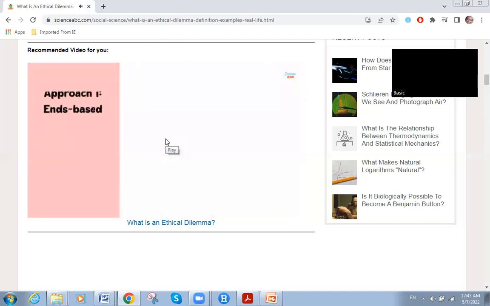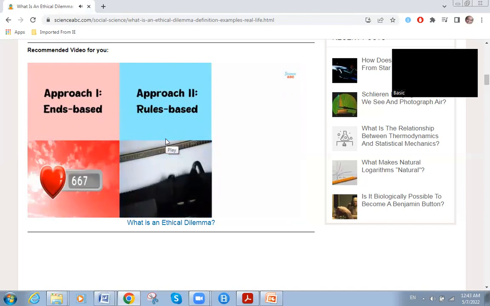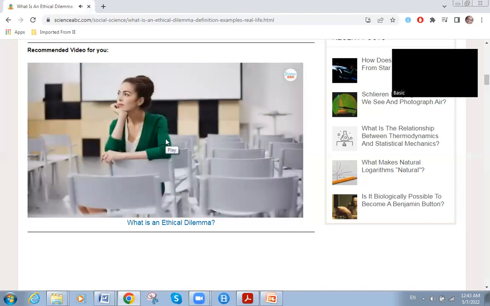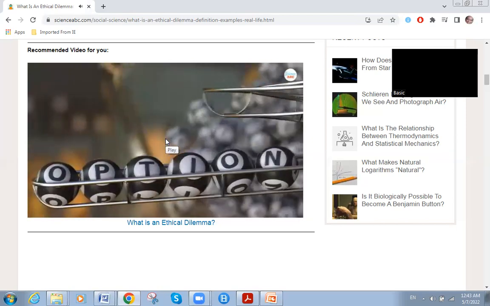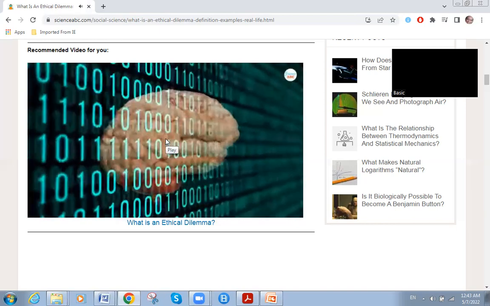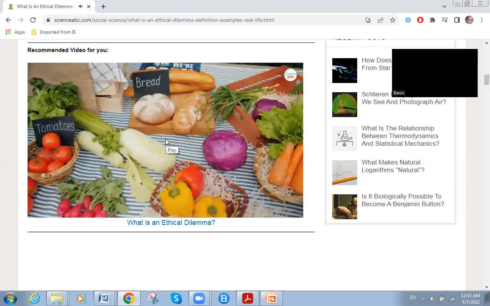The ends-based approach means choosing what does the greatest good for the greatest number. The rules-based approach is straightforward. Stick to the rules and don't worry about the result. The care-based approach is basically do unto others as you would have them do unto you. When faced with an ethical dilemma, be sure to consider all possible options. We often operate in a binary, and our minds will limit themselves to two conflicting options, even if there are other choices on the proverbial table.